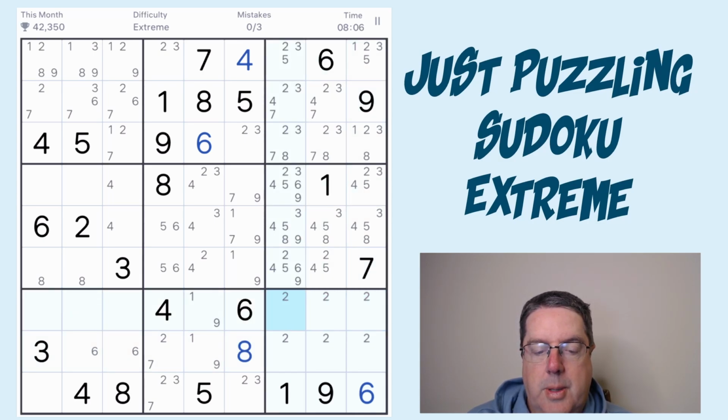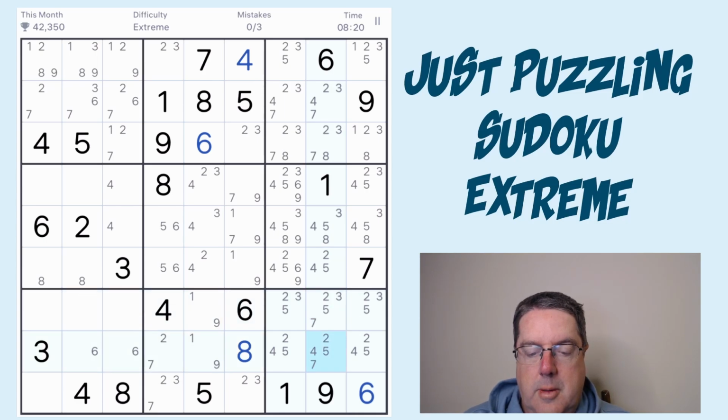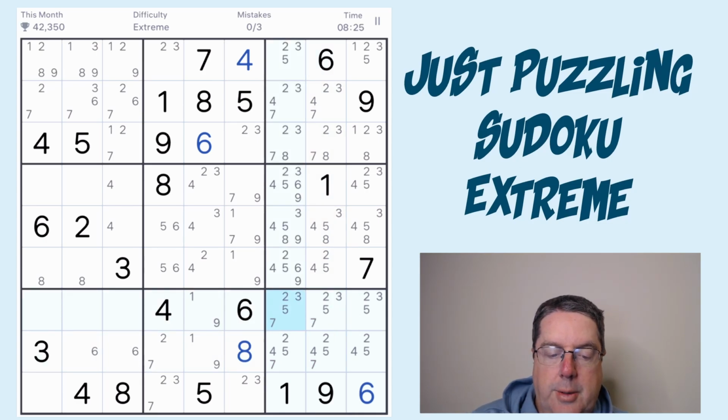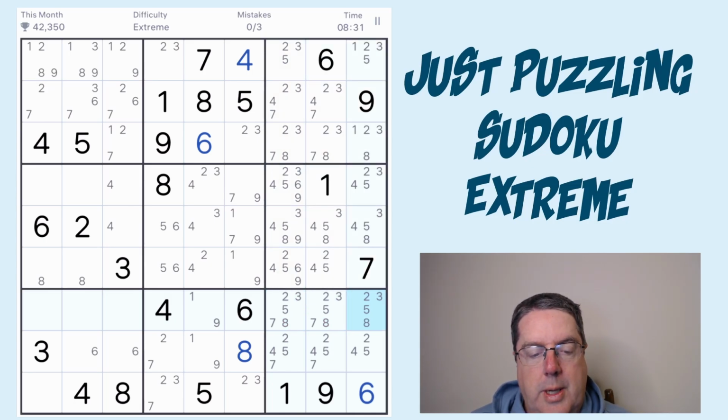3 can only be the top. 4 can only be the middle row. 5 can be top 2 rows. 6 is there. 7, 8 is the top row, and 9. Okay, so we know that one's already done.